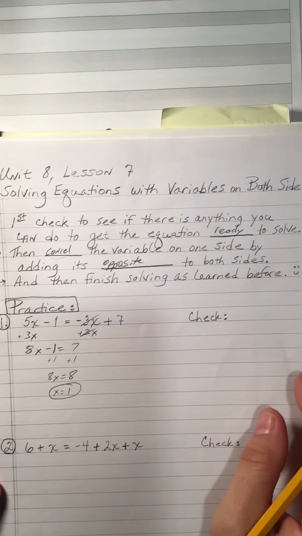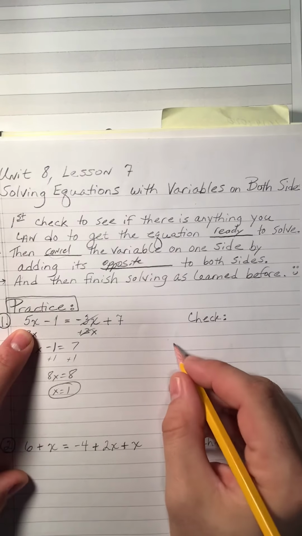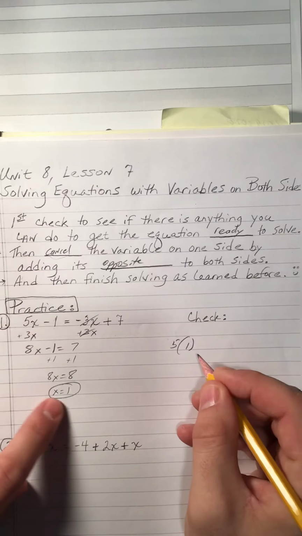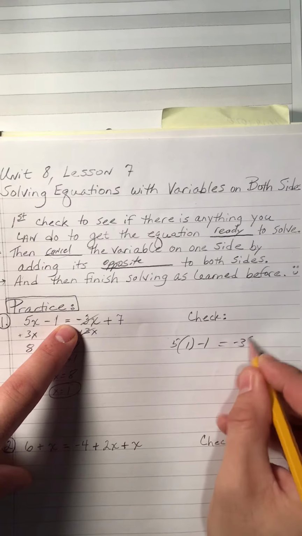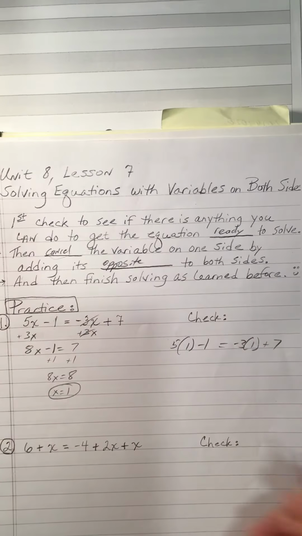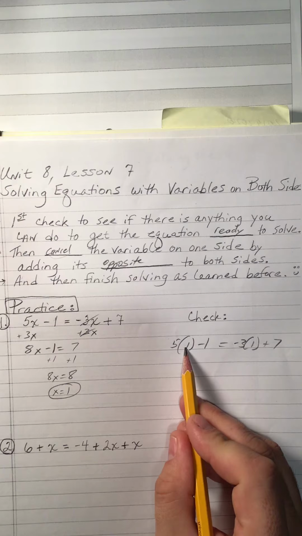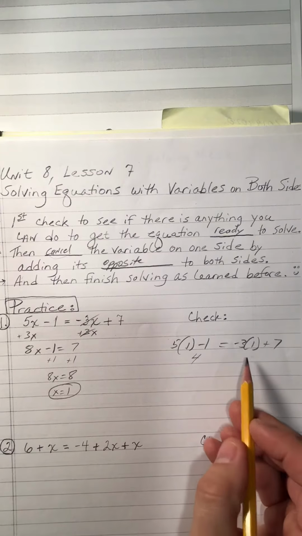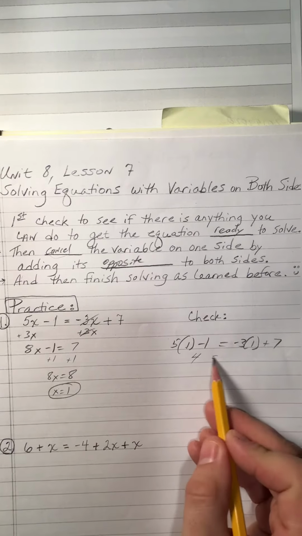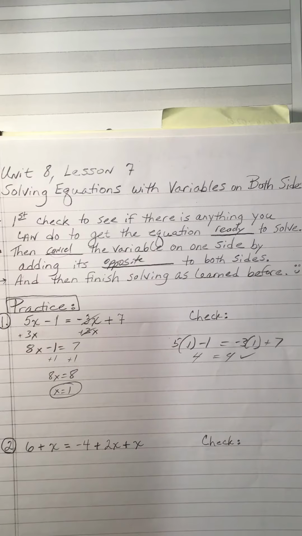It does tell us we can check here, so let's check it. 5 times 1, x is 1, minus 1 better equal negative 3 times 1 plus 7. So 5 times 1 is 5, minus 1 is 4. Negative 3 plus 7 is also 4. You know you got it right.